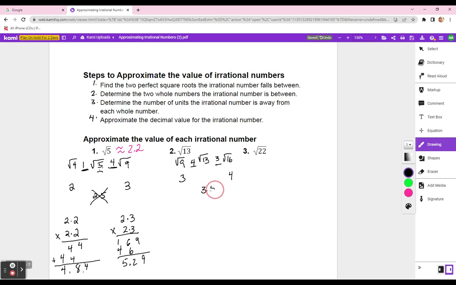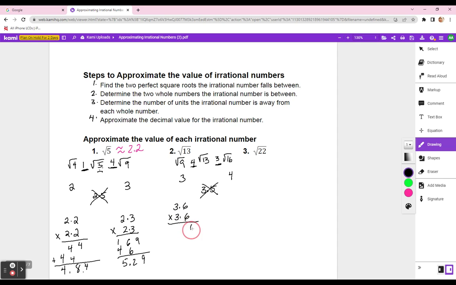And we know it's not 3.5 because these two numbers are not the same. Okay, so the square root of 13 is not equally distant from square root of 9 and square root of 16. We know it's closer to 16. It's only 3 units away. So it's more than 3.5. So let's approximate it at 3.6. Let's multiply that by itself and see if that's a good approximation.